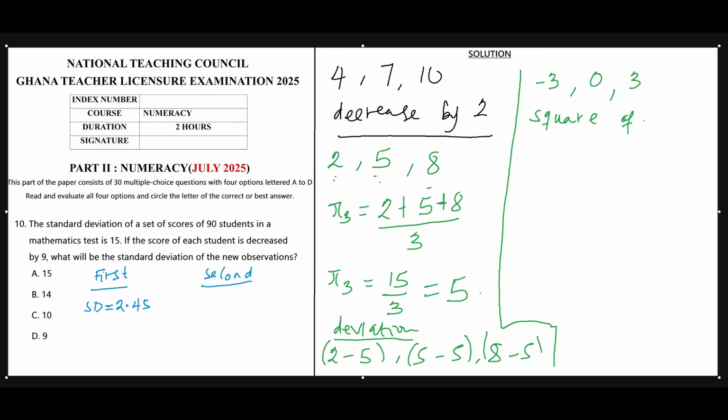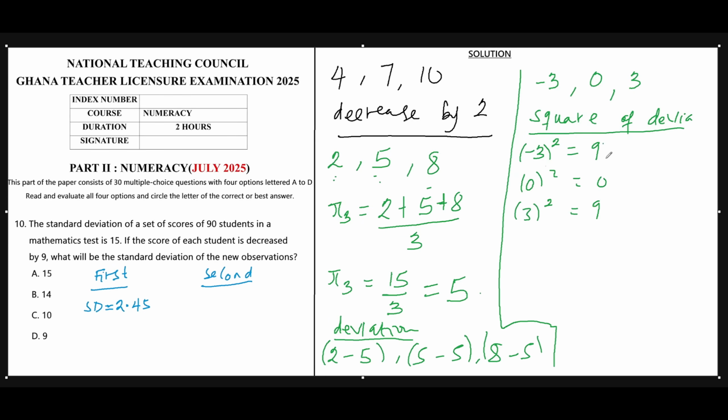Next, we are going to find the square of the deviations. So the first one, minus 3 all squared, that is positive 9. 0 all squared, we have 0. Positive 3 all squared, we have 9.